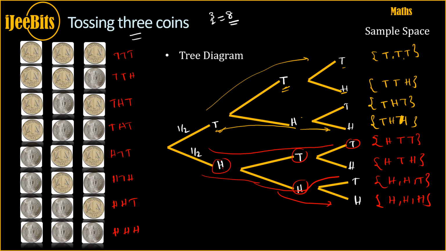So a table construction or the tree construction is going to give you the total sample space. This is what you can call a sample space. So the tree diagram is going to help you construct a sample space so that you will easily identify the sample points.